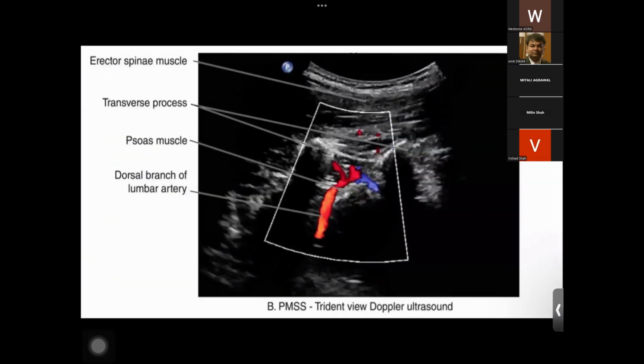So this is how it looks on Doppler ultrasound. You can see the red area, which is the dorsal branch of the lumbar artery. The psoas muscle is seen as hyperechoic. The transverse process is seen as a hypoechoic area due to the bone, and on the above part, you can see the erector spinae muscle.